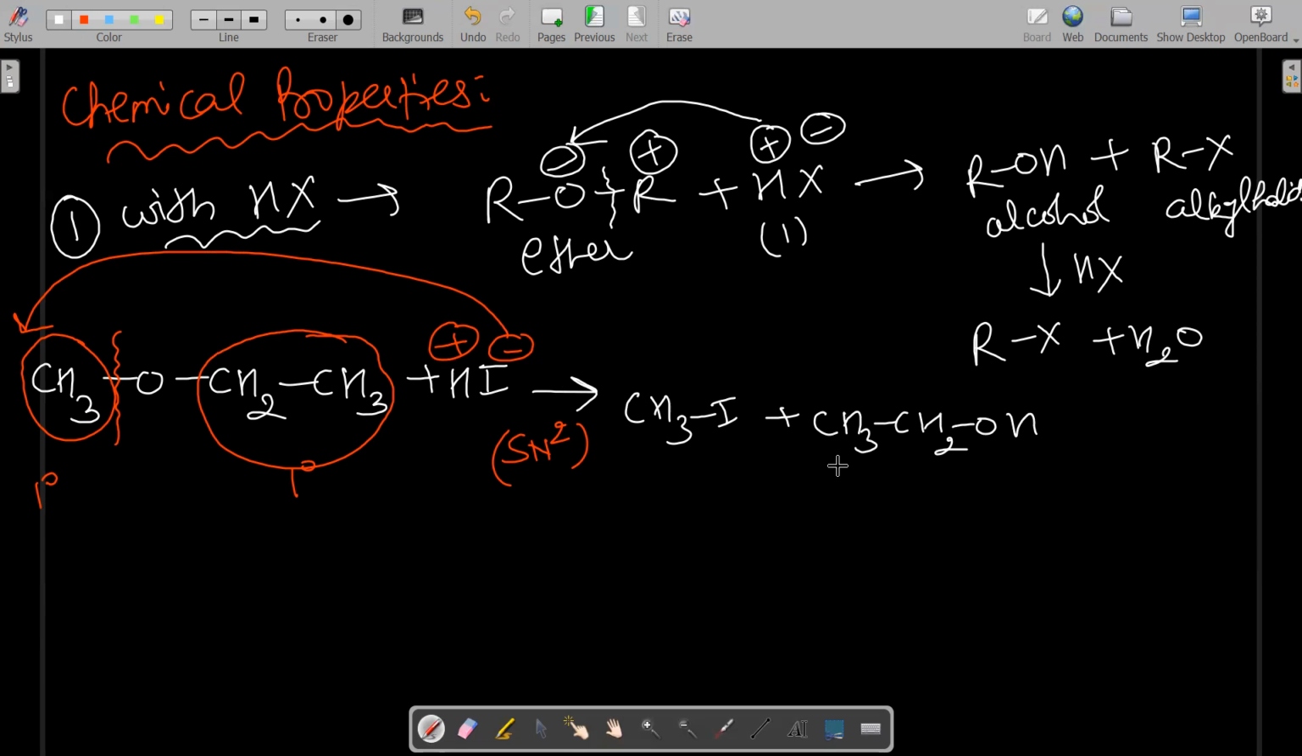Again, I am repeating. When we take an unsymmetrical ether, we have to check the nature of the alkyl groups. If both alkyl groups are 1 degree, then the cleavage will occur from the side of the lesser carbon atom, and that lesser carbon will be converted into halide and the higher carbon converts into alcohol, because cleavage occurs from this side due to the SN2 mechanism. Better you see the mechanism, then you can understand very easily.